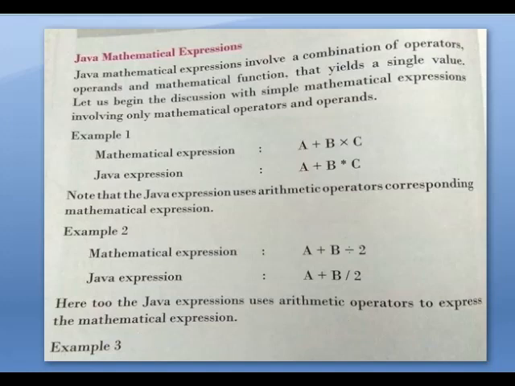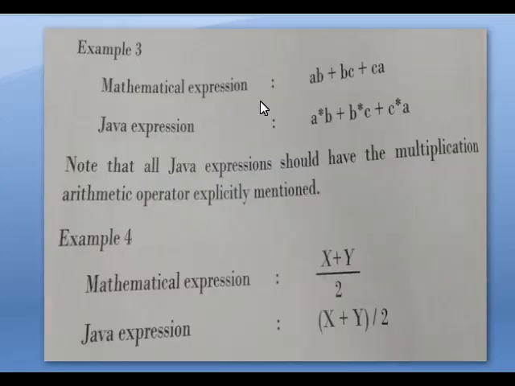Now we are going to see example number 3. The mathematical expression is like this: AB plus BC plus CA. How will you write the Java expression? A into B plus B into C plus C into A. In mathematical expression we are able to write like this, but in Java expression it is important to mention the symbol. A asterisk B plus B asterisk C plus C asterisk A.